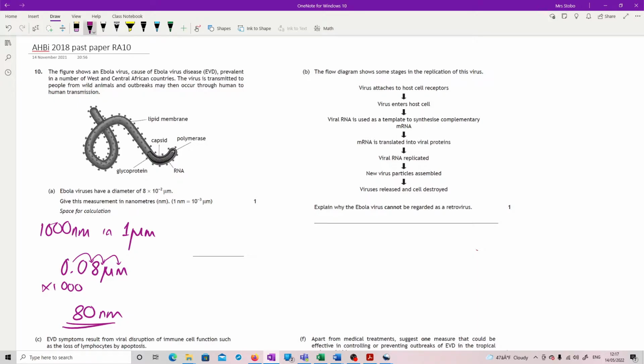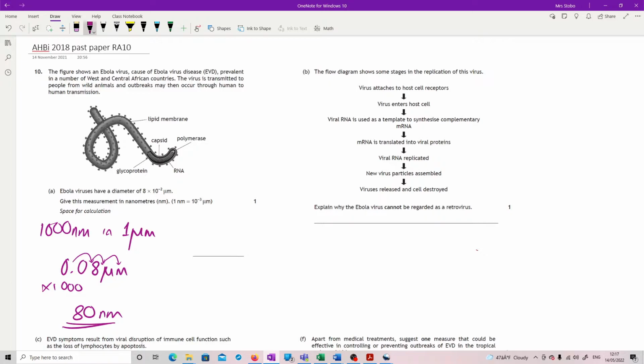Okay, B, I'm up on the right here. The flow diagram shows some stages in the replication of this virus. The virus attaches to host cell receptors, it enters the host cell. Viral RNA is used as a template to synthesize complementary mRNA. mRNA is translated into viral proteins, viral RNA is replicated, new virus particles assembled, virus is released and cells destroyed. Explain why the Ebola virus cannot be regarded as a retrovirus.